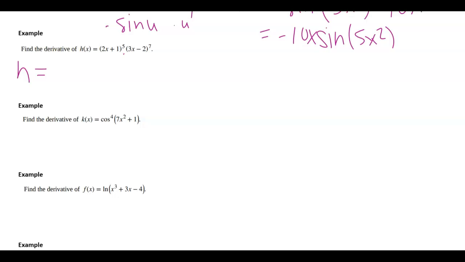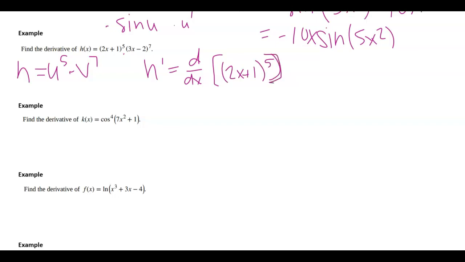There we go. Okay, I have an h of x that is essentially u to the 5th times, maybe we say like v to the 7th. So the most outside function, we need to use product rule. So h prime equals the derivative of the first. I'm just going to write this out so we can see where all the pieces are going to go. Derivative of the first times the second plus the first times the derivative of the second.